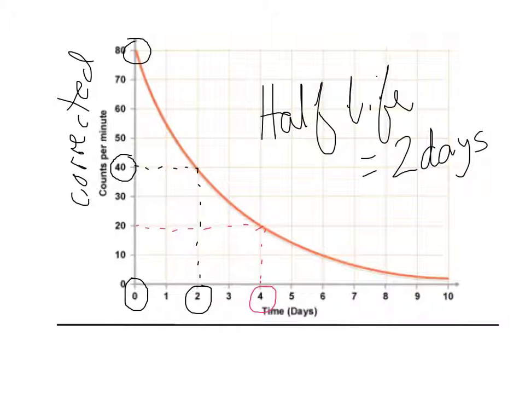And then you could go to half again. So we go to half of 20, which is 10. Go across to your graph and down. And this time we're getting 6 days, so it's 6 minus 4, which is still 2 days. Alright, cool. In fact, we can choose any value we like.